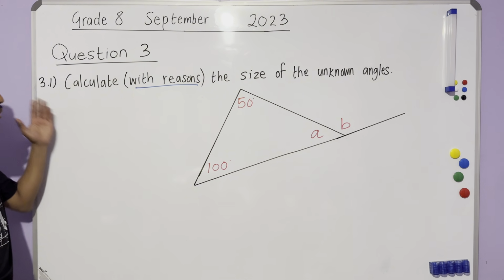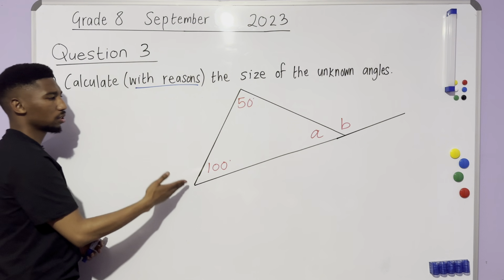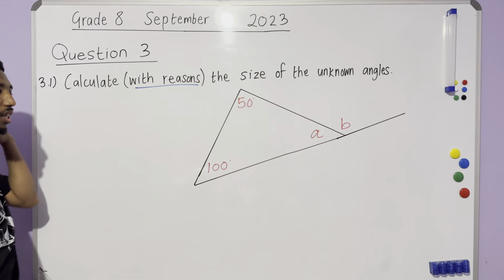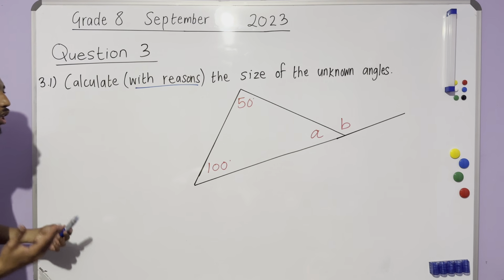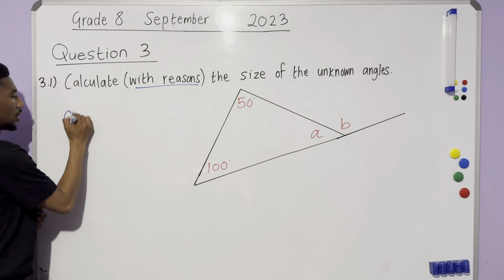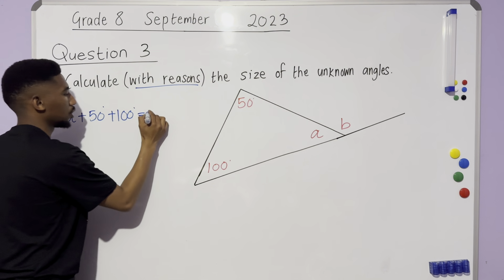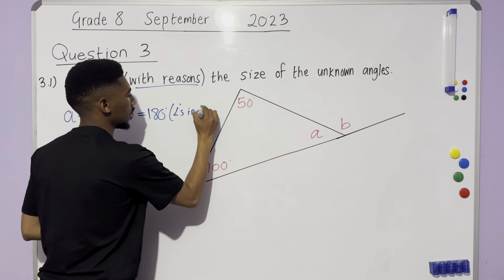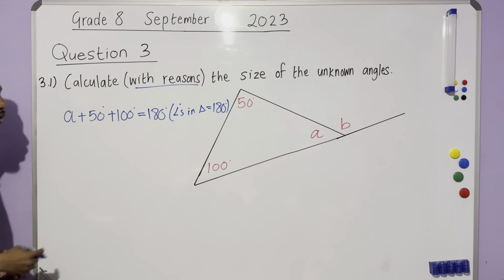In question 3, they want us to calculate, with reasons, the size of the following unknown angles. Question 3 consists of triangle properties. We are looking for A, and we can see that A is forming part of a triangle with 50 and 100, which are two known angles. To find A, we can create an equation: A plus 50 plus 100 is equal to 180 degrees, and your reason is angles in a triangle equal 180 degrees. Always write the reason.